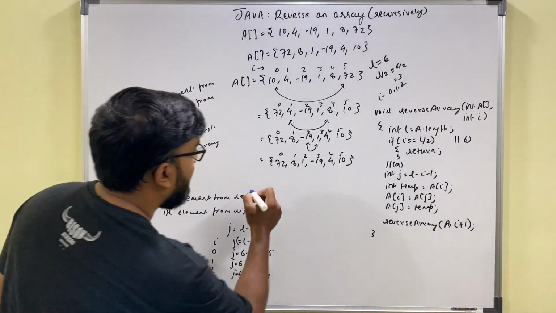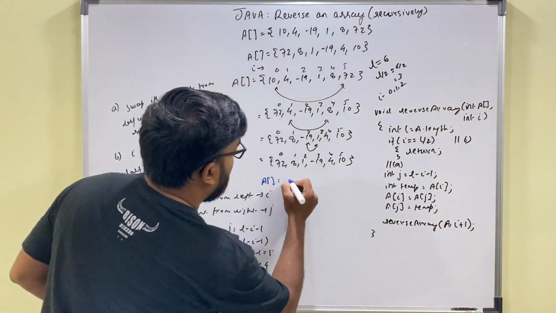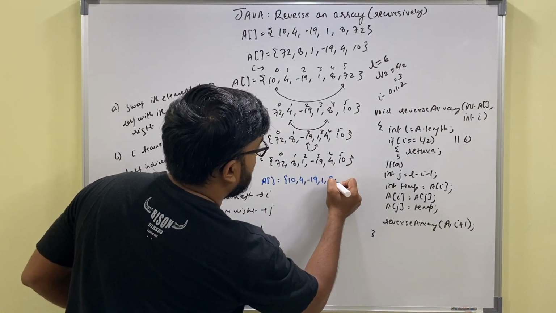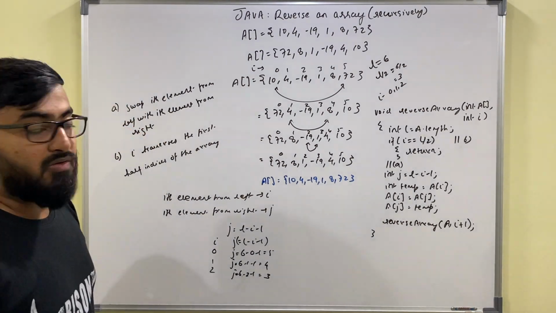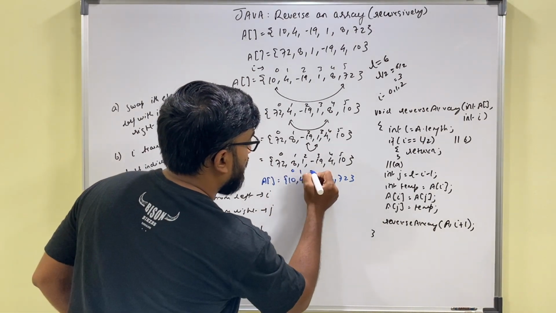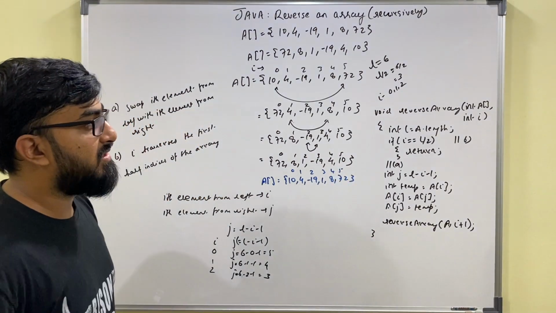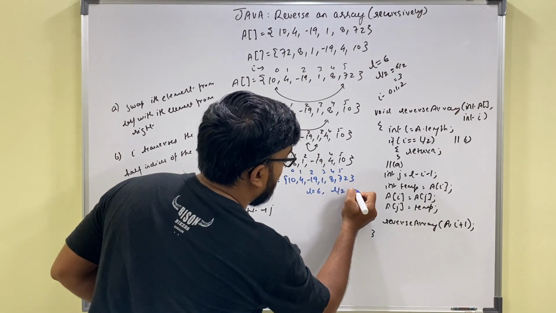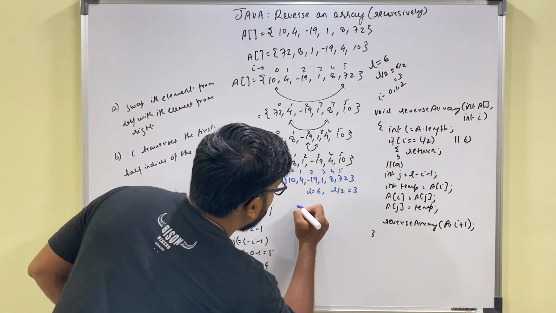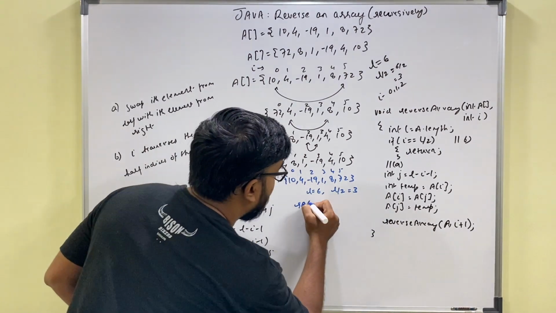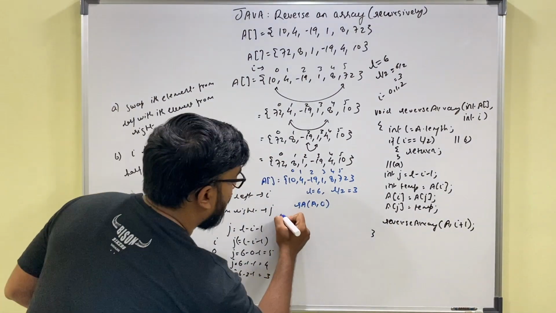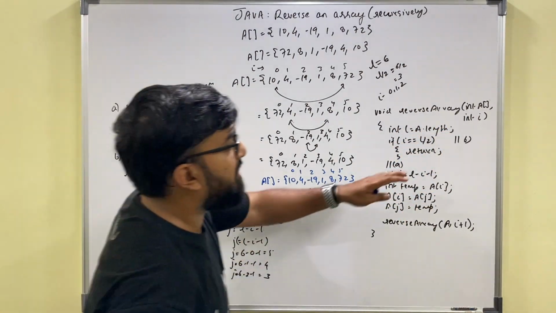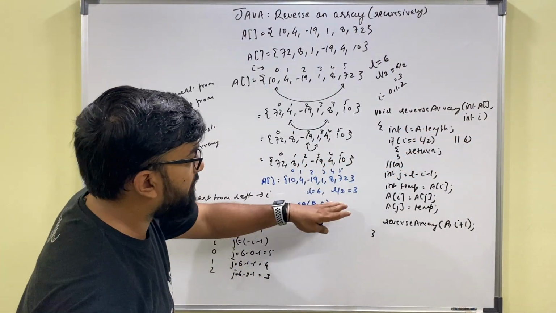So I have A as 10, 4, minus 19, 1, 8, 72, and these are indices 0, 1, 2, 3, 4 and 5. I have L as 6, L by 2 as 3. The first call to reverse array, I'm going to write reverse array short as RA, and it takes A and the value 0. So I is 0. I have length as 6 and length will remain unchanged, because the length of the array remains the same. L will remain 6, L by 2 will remain 3.